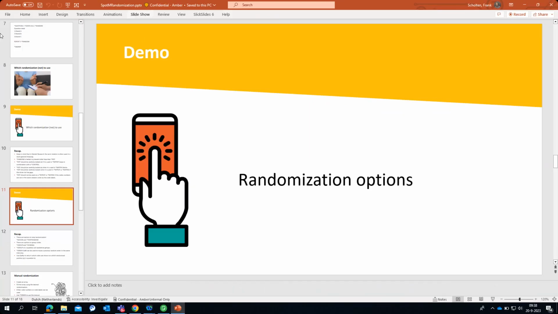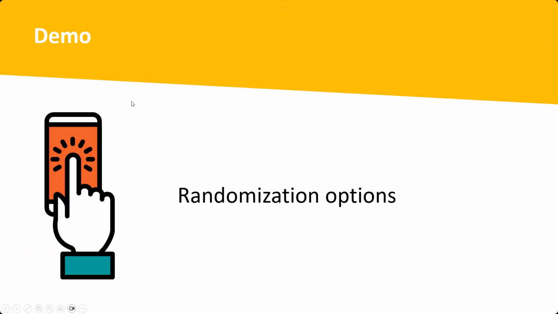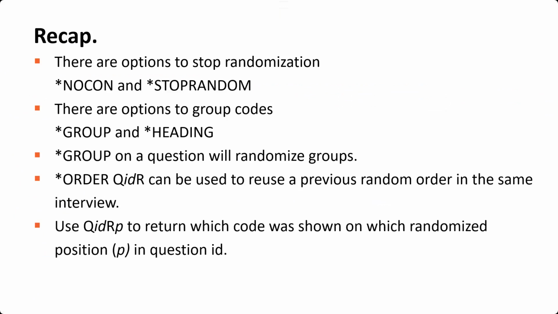Let's return to the show. So to recap, there are options to stop randomization, no con and stop random. There are options to group codes, groups and a heading. A group on a question will randomize the groups. Order, question ID, random can be used to reuse a previous random or rotated order in the same interview. Question ID, random, and then the position will return the code that was shown on which randomized position.